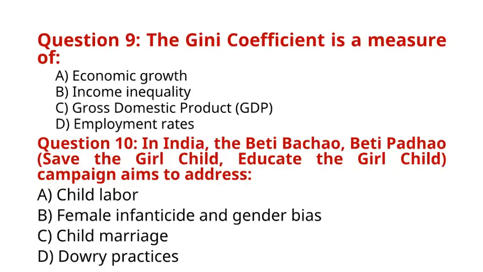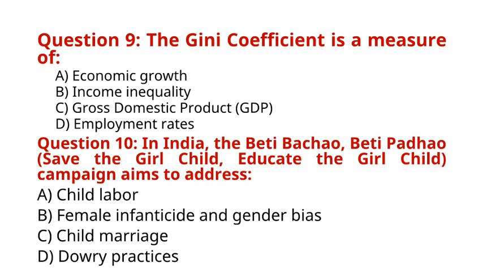Question 9. The Gini coefficient is a measure of A. Economic growth. B. Income inequality. C. Gross domestic product, GDP. D. Employment rates. The correct answer to question 9 is option B. Income inequality.